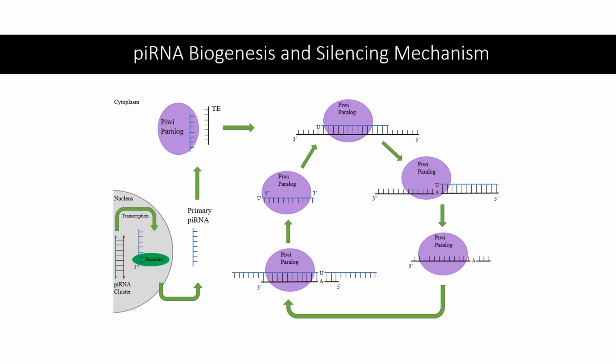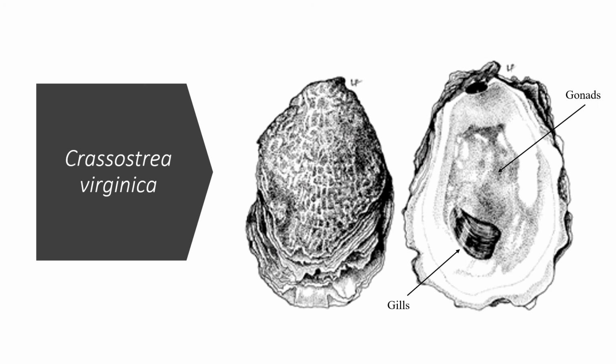piRNA can then go on to be loaded into either Piwi or Ago genes to silence their targets. All of these are well documented in model organisms such as Drosophila. They have been documented in the other oyster species, Crassostrea gigas. The residues were shown to be prevalent in the gonads, gills, and mantle of the oyster.